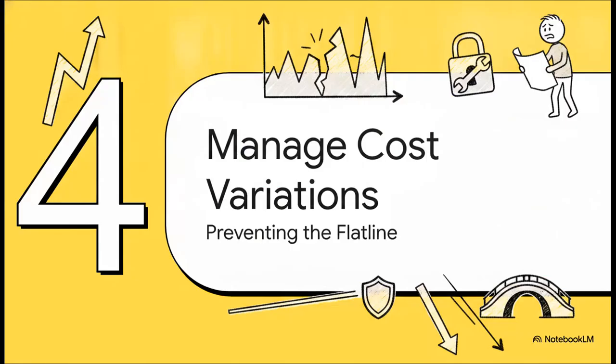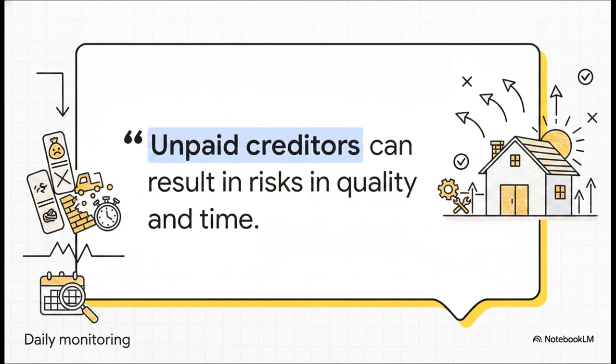Which brings us to Part 4, managing cost variations, preventing the flat line. Because recognizing a variance is really only half the battle. Managing it is what keeps the project alive. There's a harsh operational truth here. Unpaid creditors can result in risks in quality and time. It's a total domino effect.